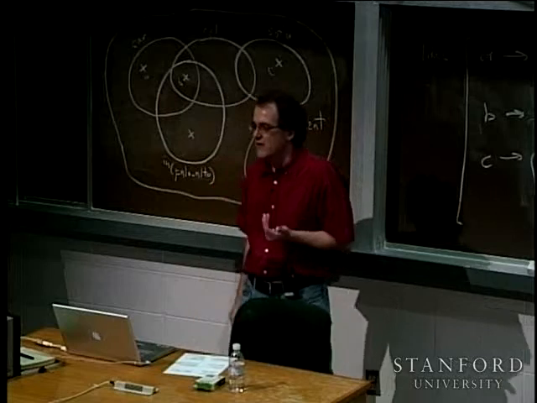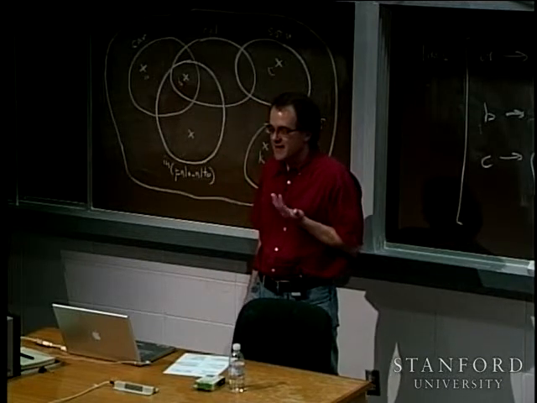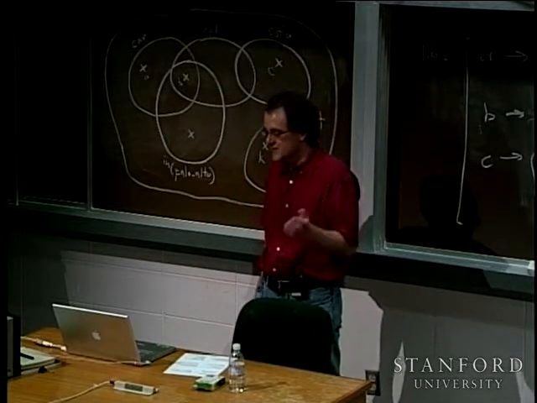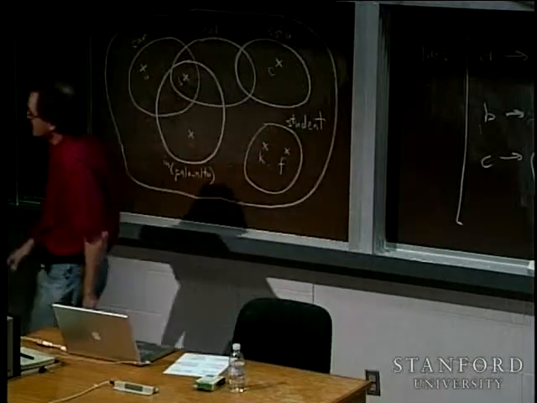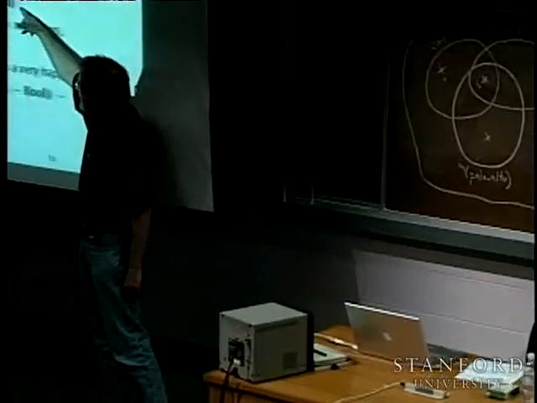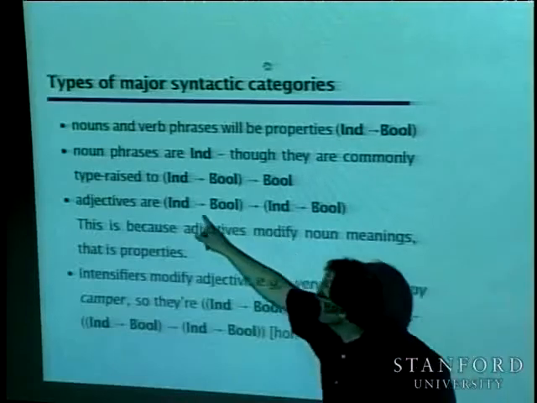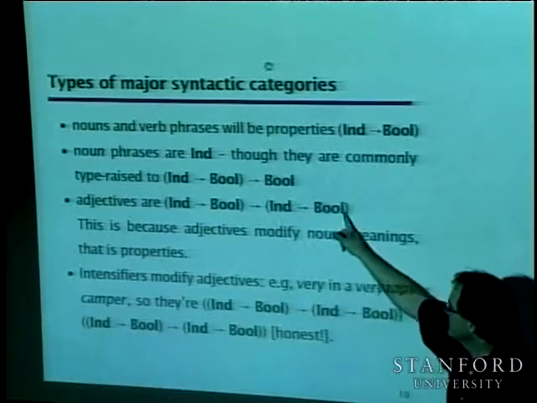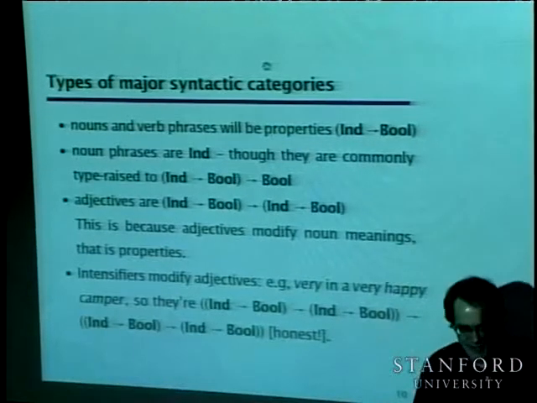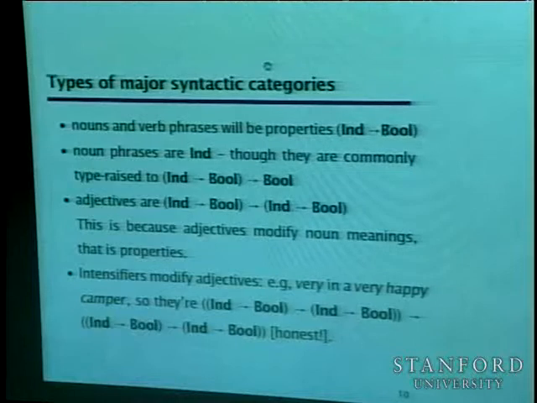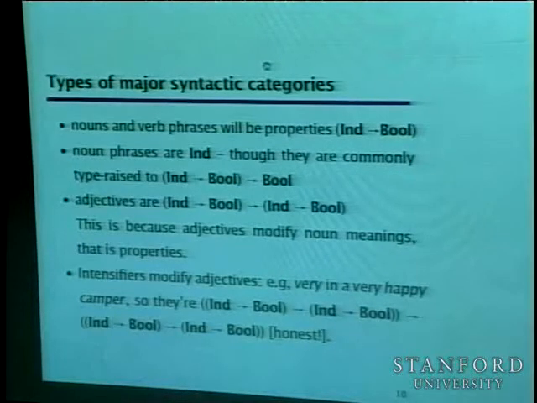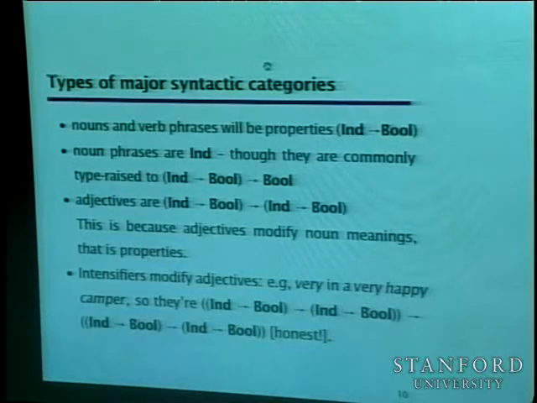And so therefore, the meaning of red should be something that takes a property and returns a property. And so its type is what you see here. It takes a property, individual to Boolean, and returns another property. Okay, and once you start going down that route, you just keep on heading down that route, and you get into higher and higher order functions.